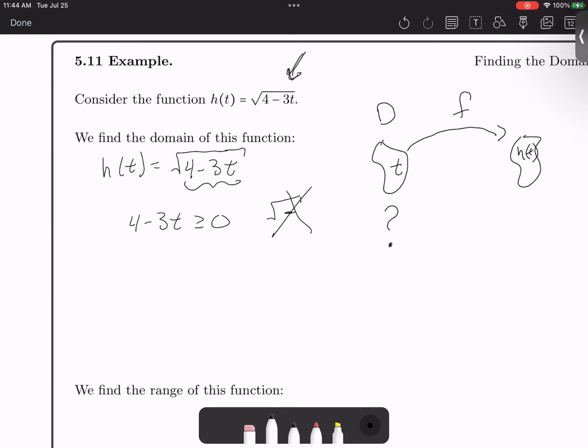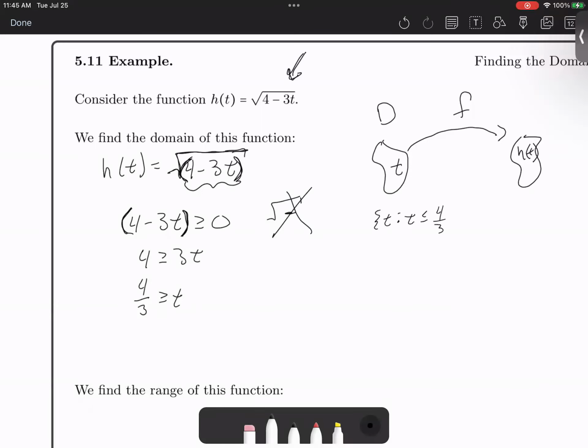And now I just solve this for t, right? If I need to take the square root of something, then I need to make sure that that something is positive, because I can't take the square roots of negatives. So 4 minus 3t is greater than or equal to 0. I add 3t to both sides, and I divide by 3. I find that the t value needs to be less than or equal to 4/3 to make this equation make sense in order for me to take that square root. So this domain can't be any t value. It's the set of t values such that t is less than or equal to 4/3.